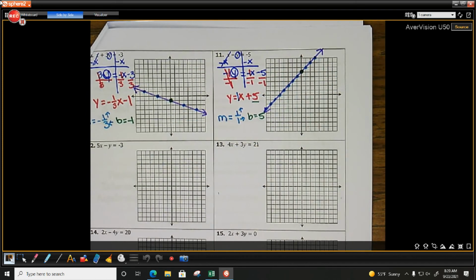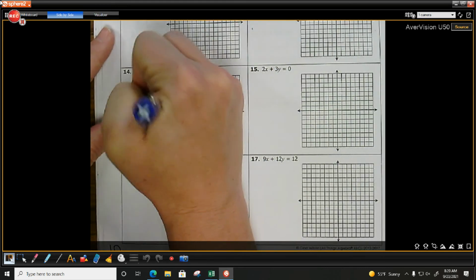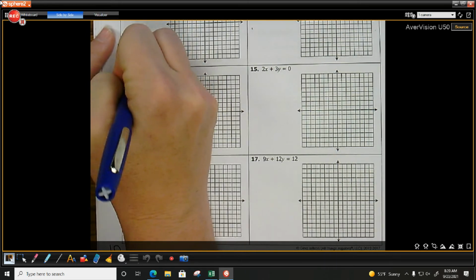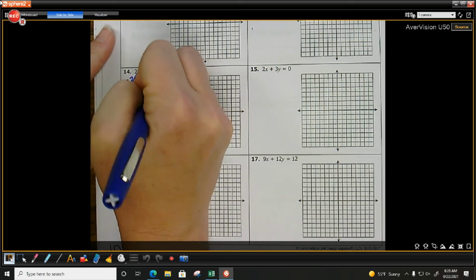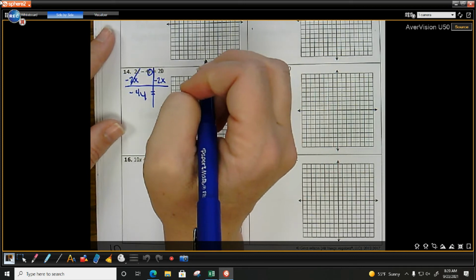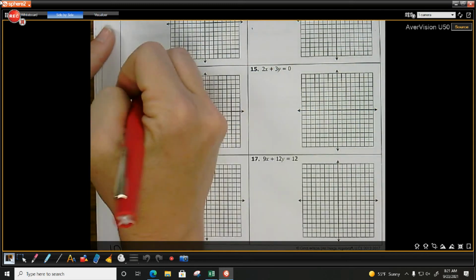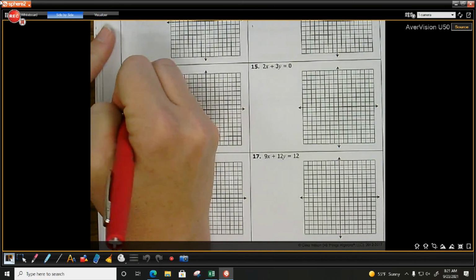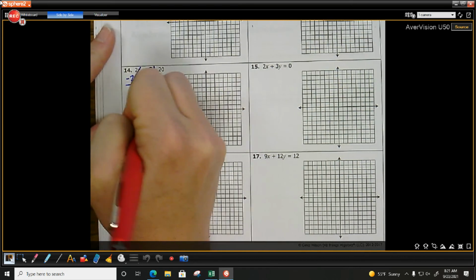Okay, we're going to do 2 more. 1 together, 1 on your own. Let's jump to 14. Draw your line through the equals and circle y. What am I going to do to get y by itself? Subtract 2x on both sides. So I get negative 4y equals what? Negative 2x plus 20. Circle your y. What am I going to do to get the y by itself? Divide everything by negative 4. And I get y equals, what's negative 2 divided by negative 4?